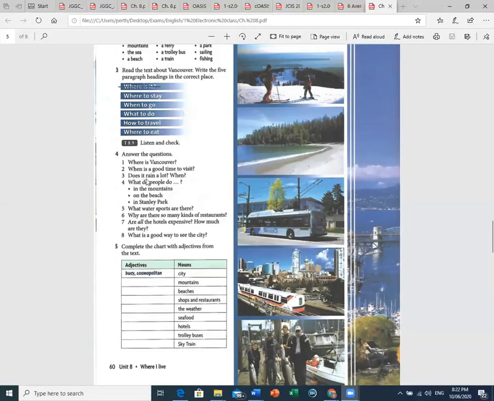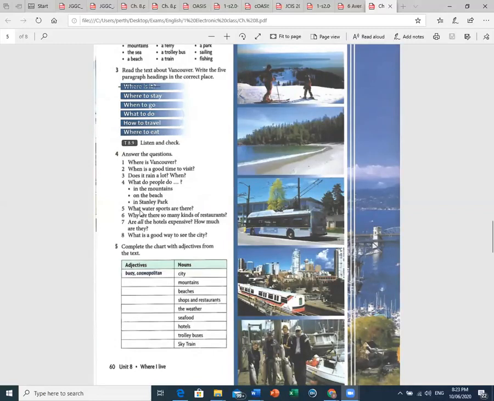Number 3, does it rain a lot? It does rain a lot in autumn and winter. Number 4, what do people do in the mountains? Skiing, relaxing on the beach, and walking in Stanley Park.